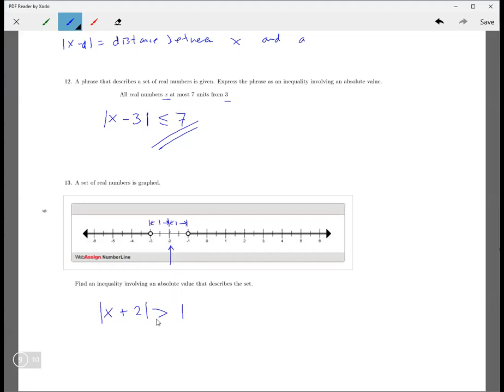And so if you force it to be greater than 1, you're going to get all these points and all those points, and exclude these. You exclude -3 and -1.